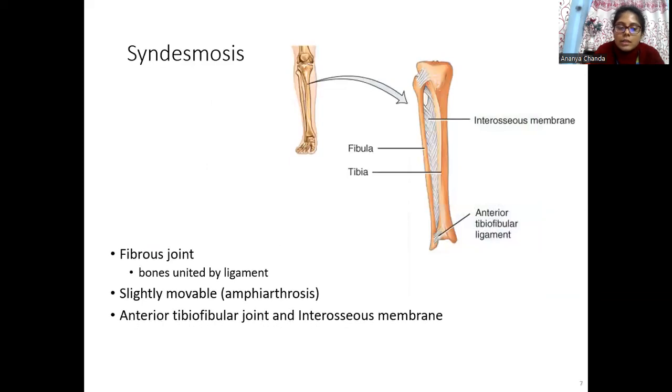Then comes the syndesmosis. Syndesmosis are the fibrous joint which is united by the ligament, and they are slightly movable, and they are found in the tibiofibular joint and the interosseous membrane. So this is the interosseous membrane and this is the tibia and fibula ligament. So this is the ligament present between the tibia and the fibula.